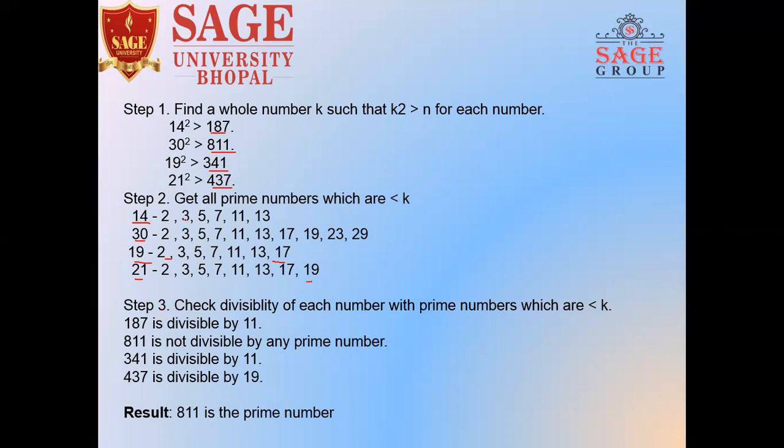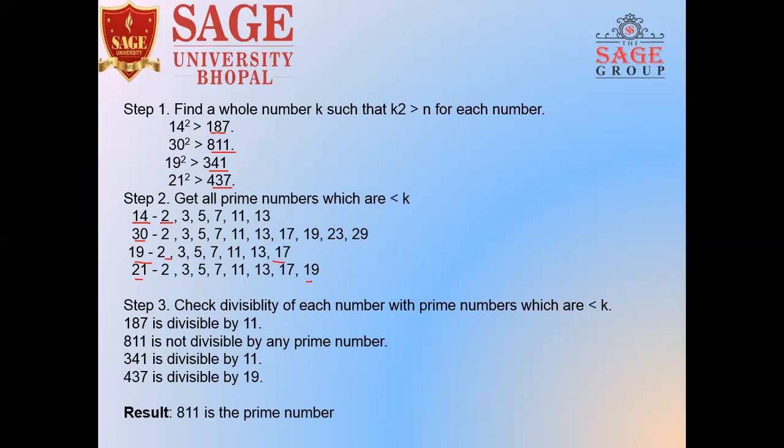Under step 3, for option number 1, the number is 187. Check whether 187 is divisible by 2, 3, 7, 11, 13 or not. While doing the calculations, you find 187 is divisible by 11. 811 is not divisible by any prime number, which are 2, 3, 5, 7, 11, 13, 17, 19, 23, 29. 341 is divisible by 11. 437 is divisible by 19.